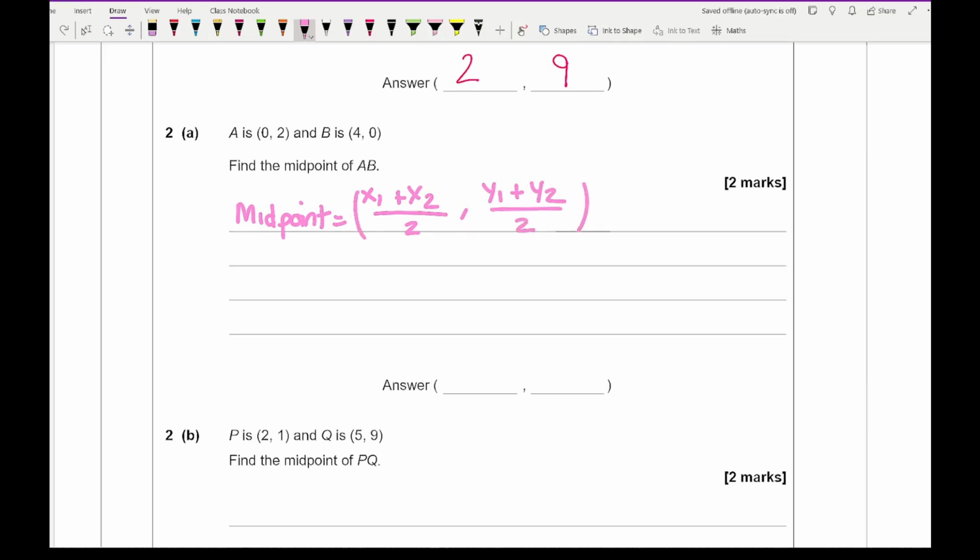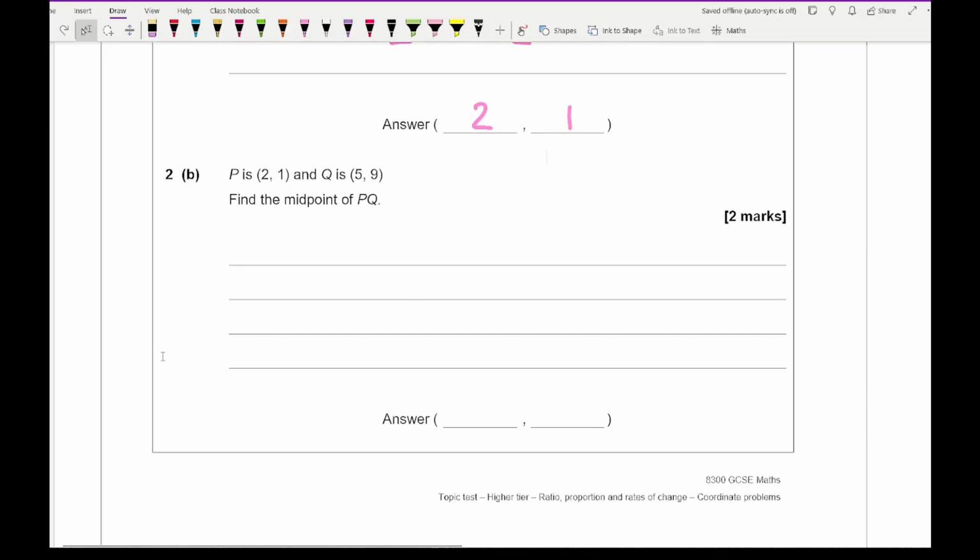Another way of looking at it is you add the 2 x ordinates, that becomes 0 plus 4 divided by 2, and add the 2 y ordinates, which is 2 plus 0 divided by 2, so that becomes (2, 1). It then says for part b, P is (2, 1) and Q is (5, 9). Find the midpoint between these two. Again, if I add together the 2 x ordinates, that's 2 plus 5 divided by 2, which is 3.5. And then adding the 2 y ordinates, 1 plus 9 divided by 2, which equals 5. So the answer is (3.5, 5).